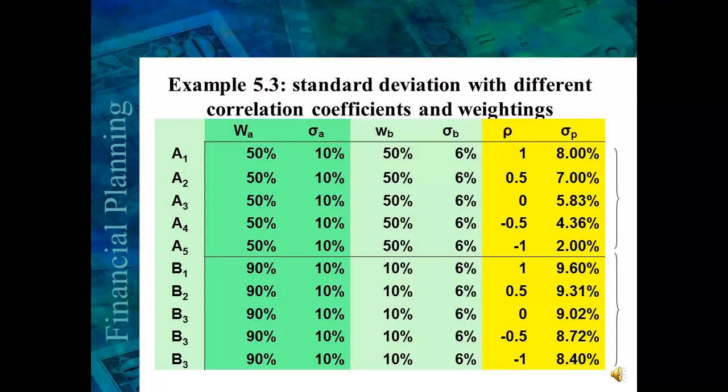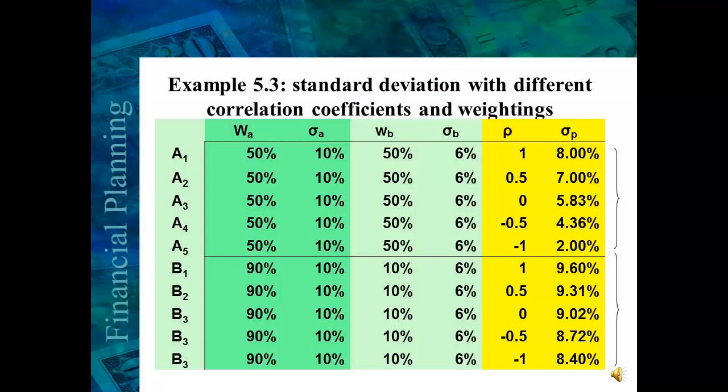In A3, there is 0 correlation. That means that the standard deviation of the portfolio is the square root of the sum of each asset's squared weight times the variance. The standard deviation of the portfolio drops to 5.83%. Portfolios A4 and A5 have negative correlations, and as you would expect, the risk of the portfolio drops even further.